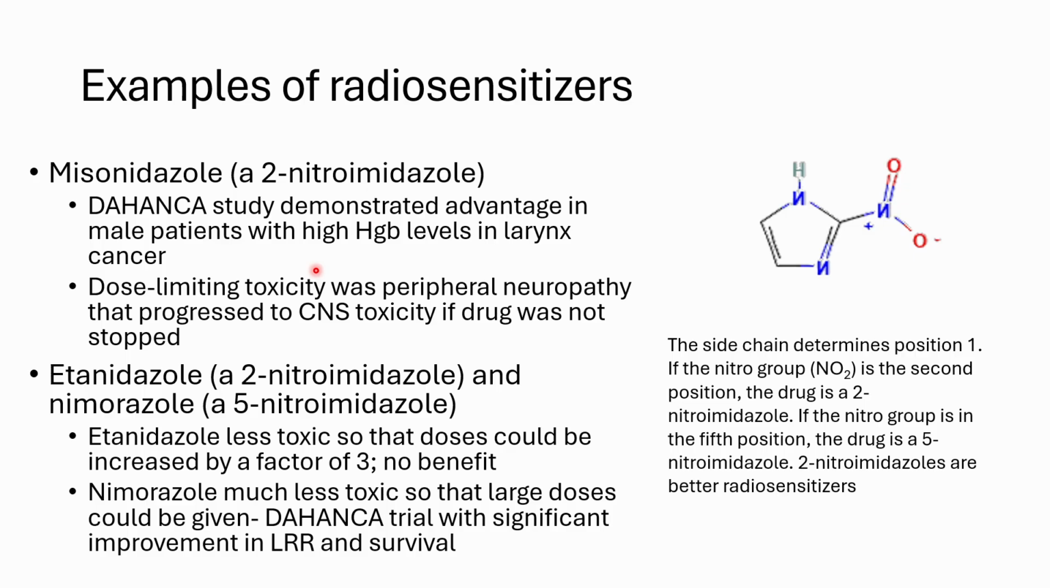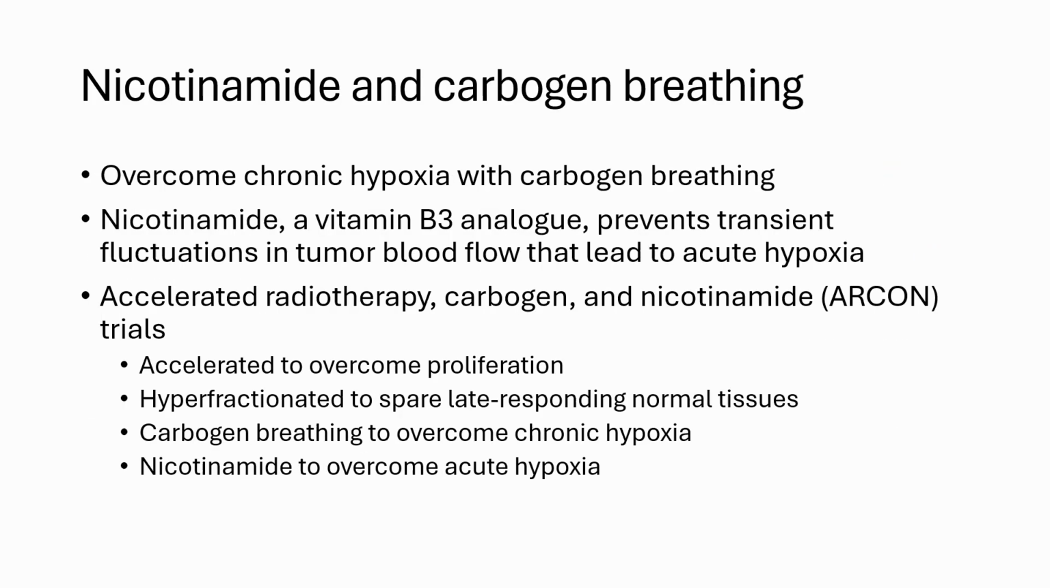Then we had the development of etanidazole. And so this medicine is a 2-nitroimidazole, and it is less toxic, but it was shown that there was no benefit. So the doses could be increased by a factor of 3 compared to misonidazole, but there was no benefit. And then we have the development of nimorazole, okay? And this was less active, and it's much less toxic, so that large doses could be given. And the Giaccia trial showed that there was a significant improvement with local regional recurrence and survival, but we still don't see it given very often.